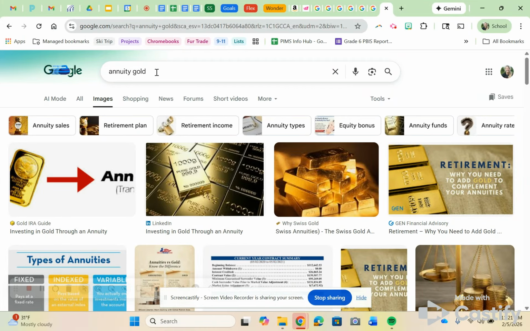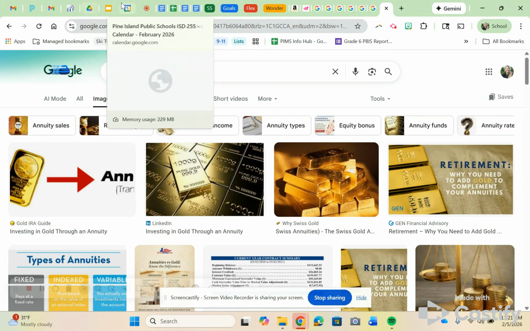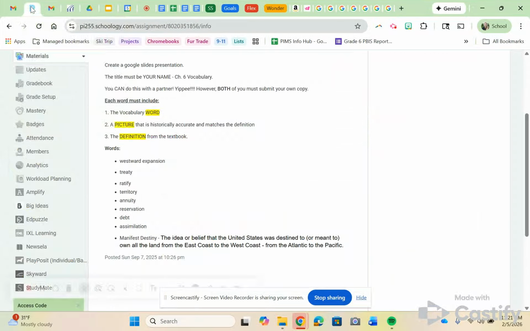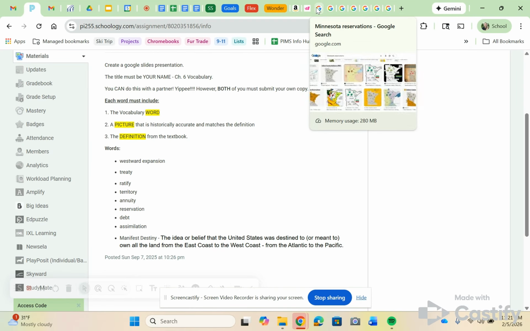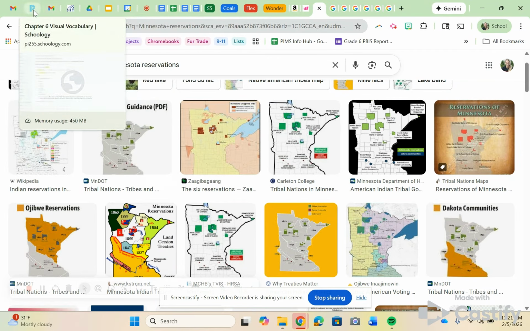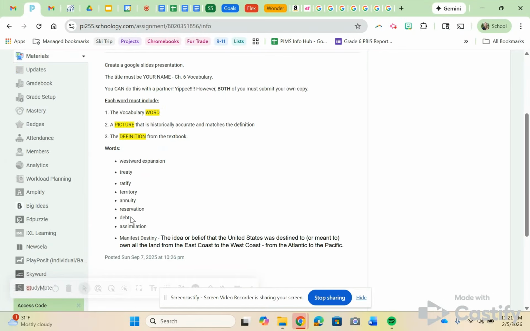The word debt, if you search debt, that's going to be a hard one. You're not going to find a perfect one. So pretty much anything you search for debt will be fine. Reservation. When you are searching reservation, you want to search Minnesota reservations. So these are all great pictures that show the reservations in Minnesota. The next word that you have is debt. I already addressed debt.